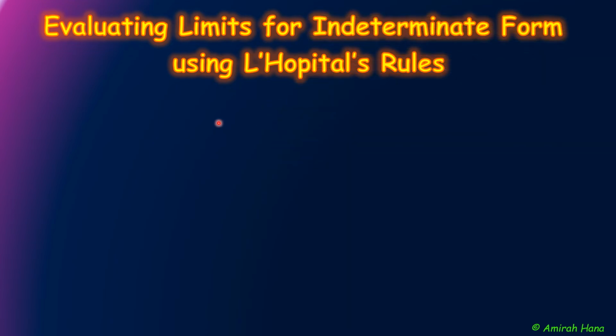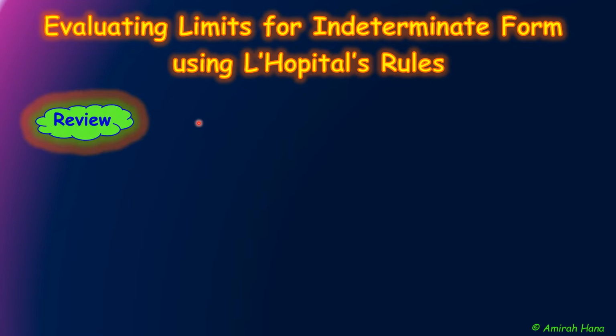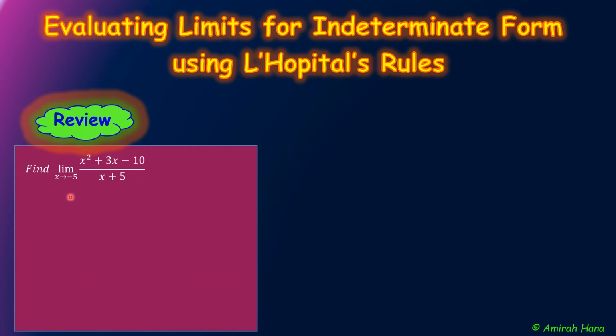Before we explain more about the L'Hopital rule, first let's review what you learned in Calculus 1. Find limit x to negative 5 of x squared plus 3x minus 10 over x plus 5. This is under limits topic. If we use direct substitution, we get 0 over 0 as the final answer, which is in the indeterminate form, which is error. So the correct solution is as follows.